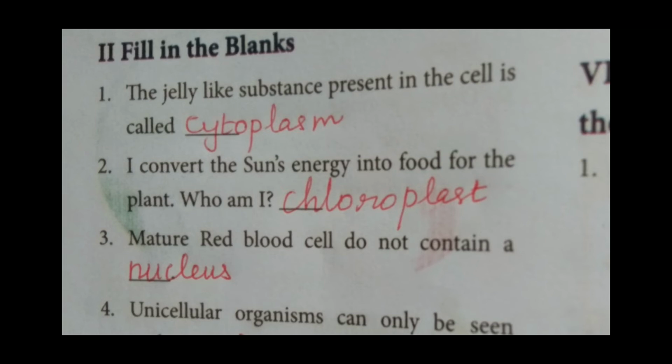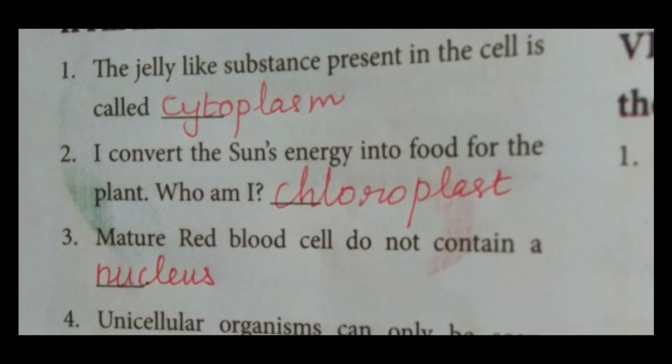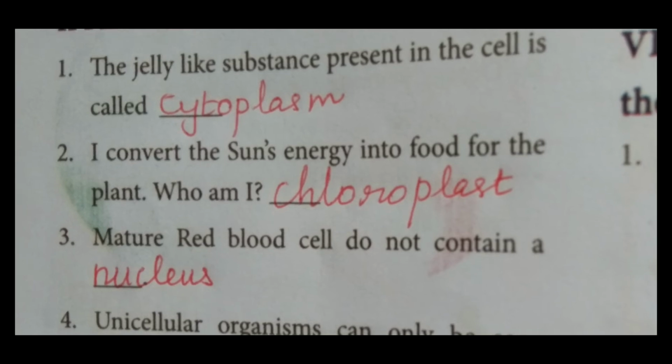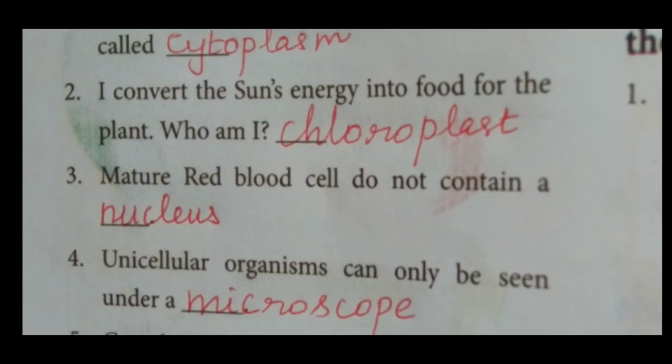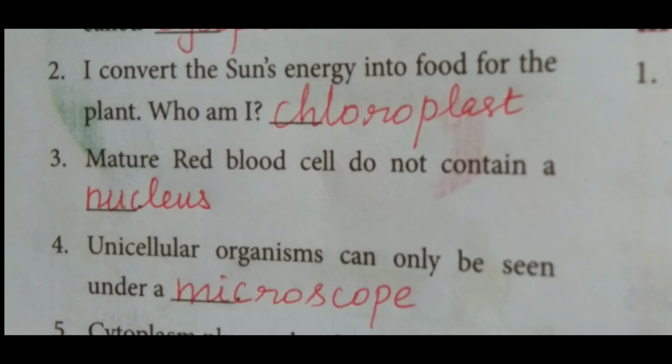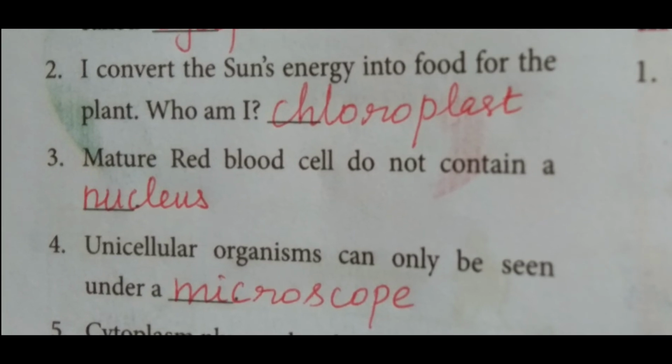So, second one is I convert the sun's energy into food for the plant. Who am I? The answer is chloroplast. This chloroplast is present only in the plant cell and absent in the animal cell. And the third one is mature red blood cell do not contain a nucleus. The mature blood cells' nucleuses disappear.